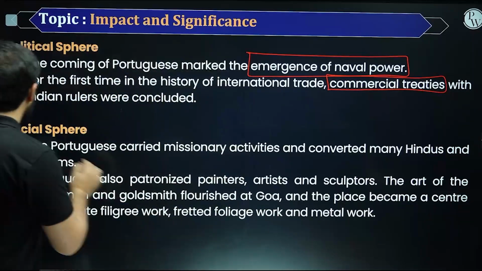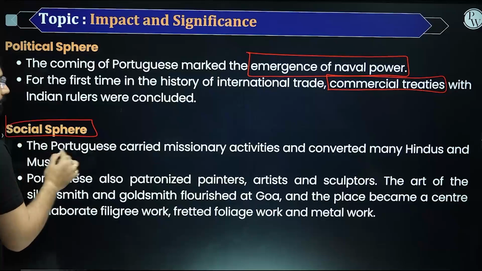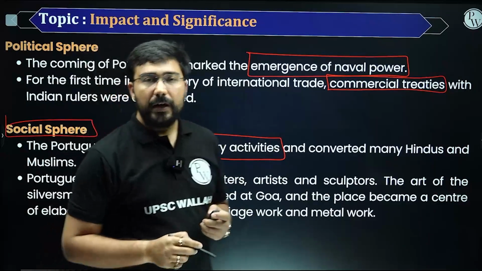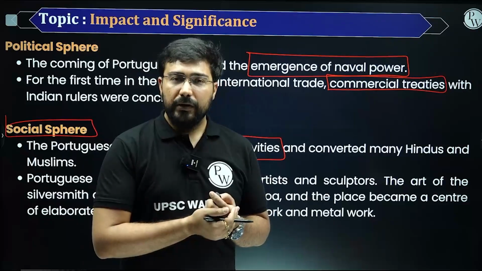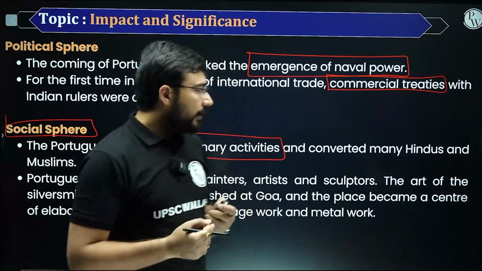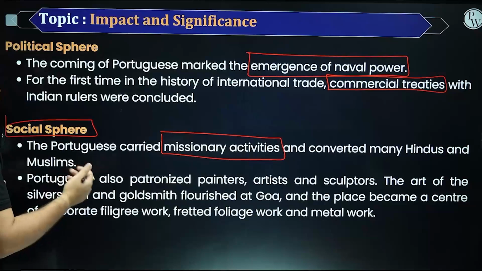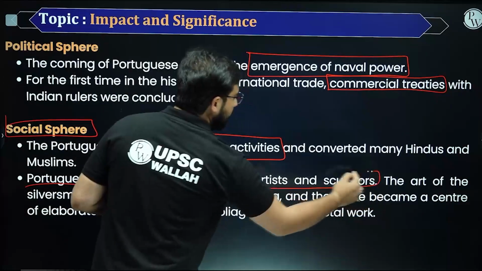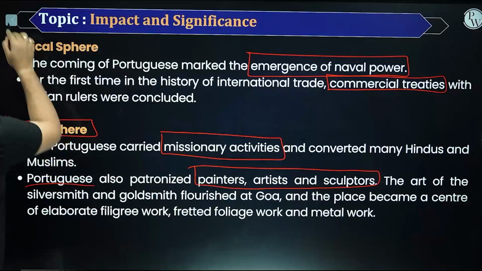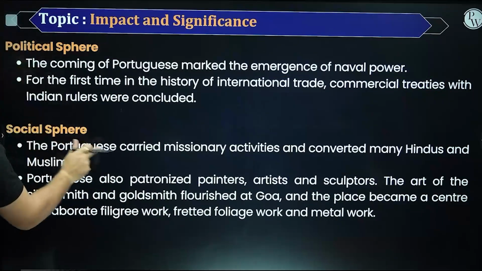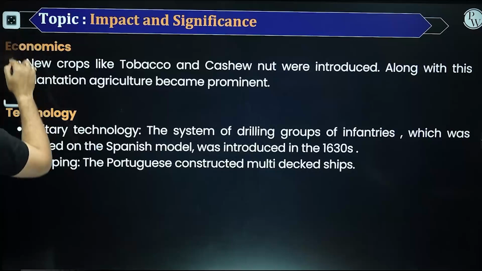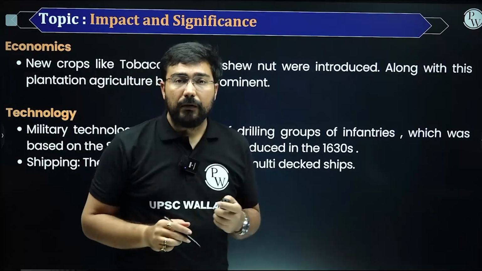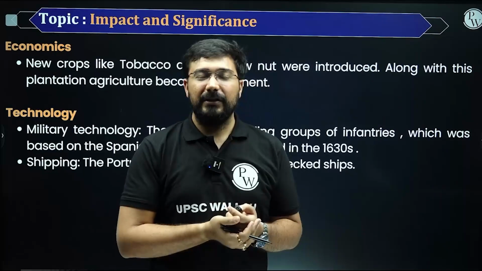If we think about the social sphere, then some missionary activities came along with them, and many people of India got converted. So Christianity started spreading in India and became part of Indian society. The Portuguese also gave patronage to painters, artists, sculptors, right? And as a result of this, we see a new kind of art and architecture. Economically, as all of us know, the crops that they introduced had a big impact on India's agriculture in the long run.